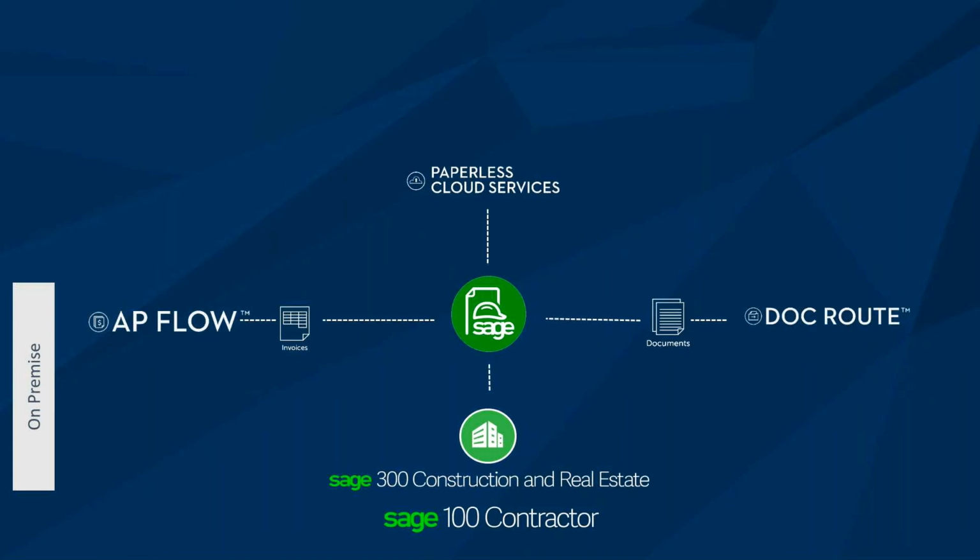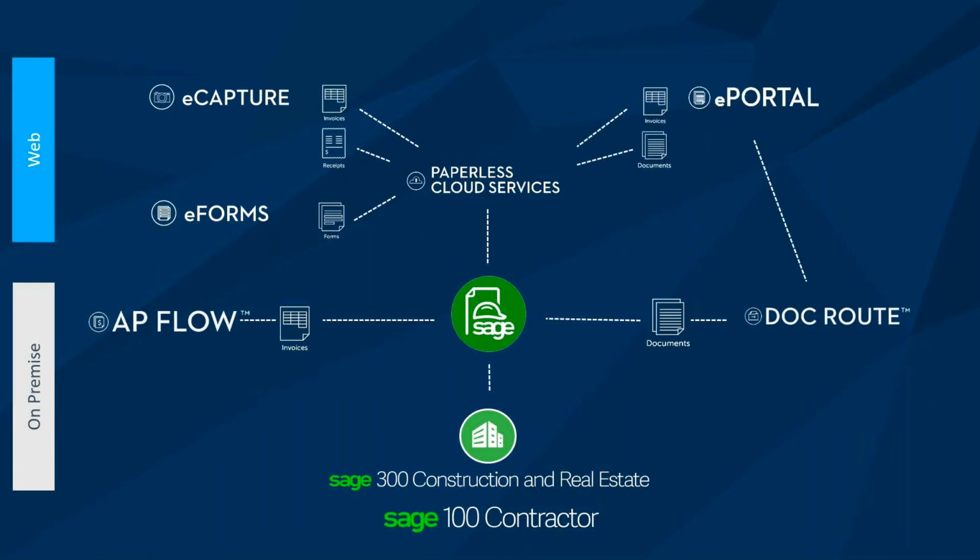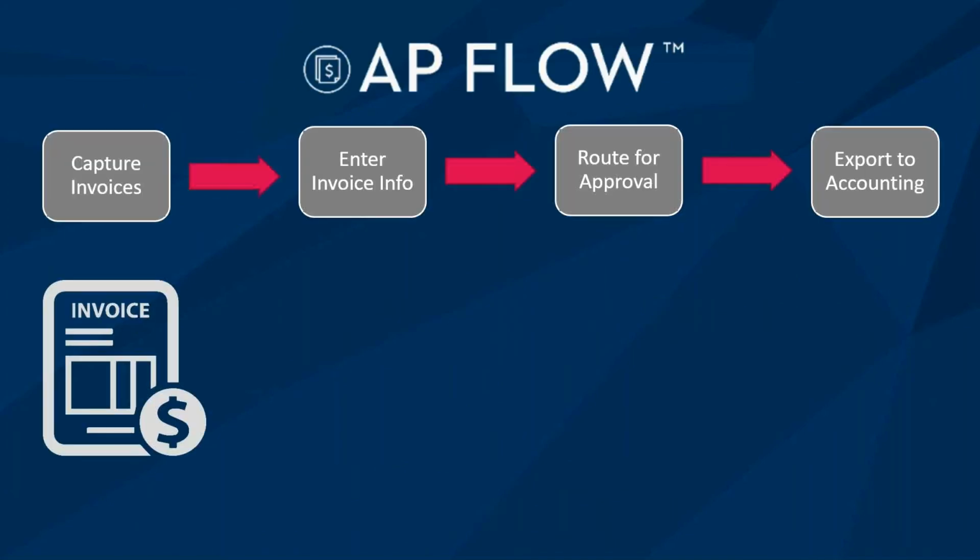But in addition to that functionality, we do also have paperless cloud services. And this is the idea that we're going to be interacting with this solution from anywhere that we have an internet browser. We do have 3 applications available, including the eCapture, eForms, and ePortal applications, but more on that later. For today's demonstration, we are going to be focusing on AP Flow.